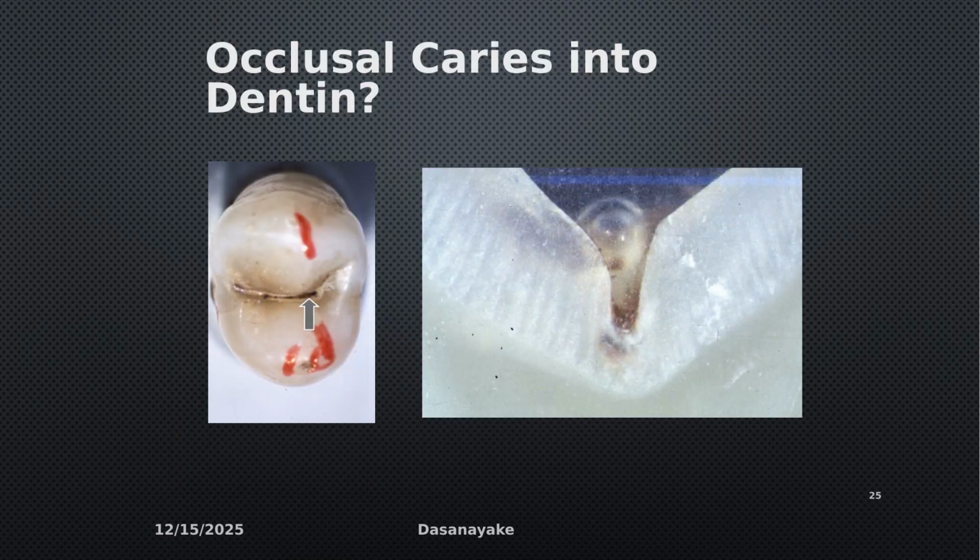Dark staining or a sticky probe in an occlusal fissure often indicates caries that has reached dentin. The left photo shows surface staining and fissure breakdown. The cross-section on the right reveals decay within enamel.